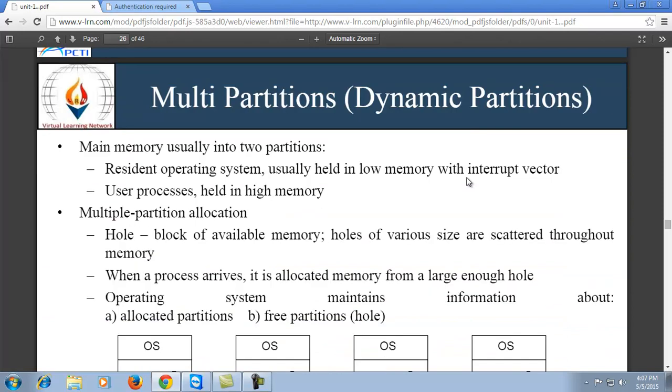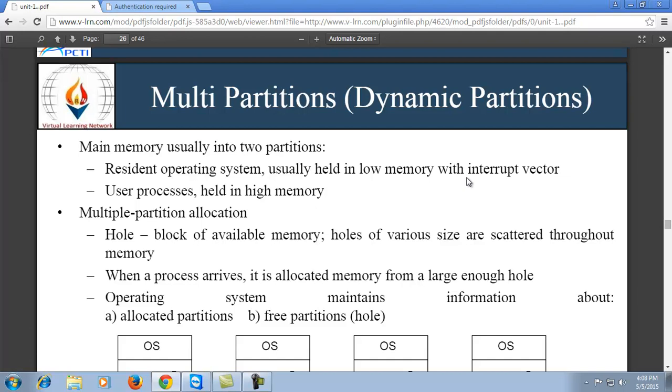Multi-partition dynamic partitions. Main memory is usually divided into two partitions. First, the resident operating system, usually held in low memory with the interrupt vector, and second, user processes held in high memory.